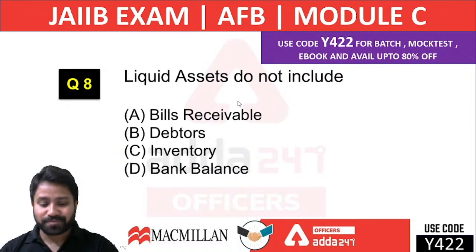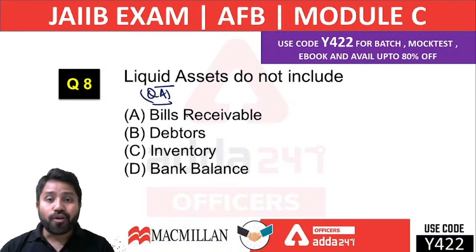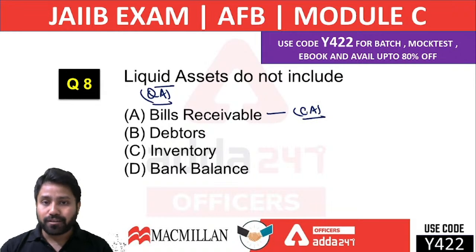Next question. This is quite a simple question: liquid asset. What do we understand by liquid asset? You can also understand it as a quick asset, right? Quick assets do not include, and the multiple options given are: bills receivable, debtors, inventory, bank balance. Bills receivable, as you can understand, is where you have to receive payment from someone, so that would be considered a current asset. Debtors will always be a current asset.